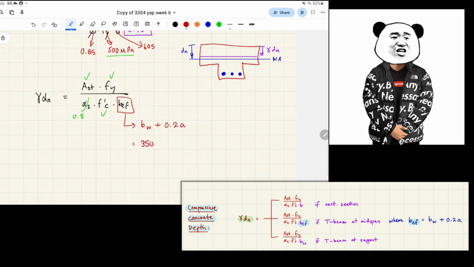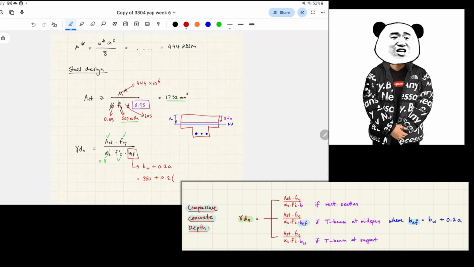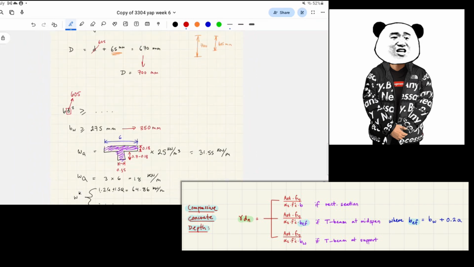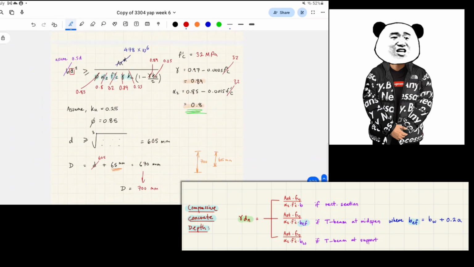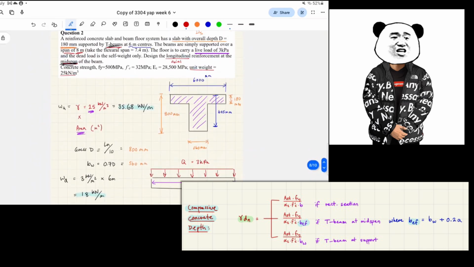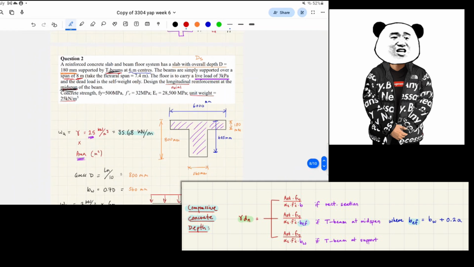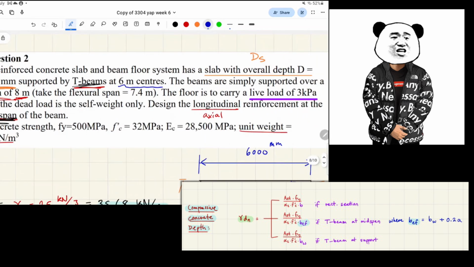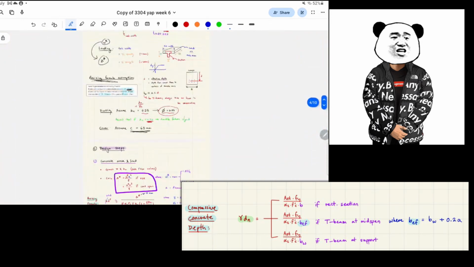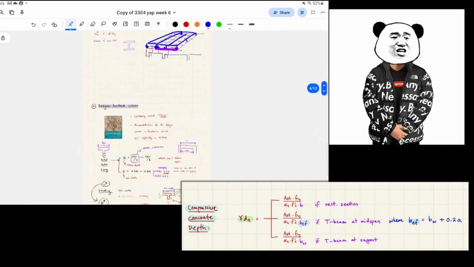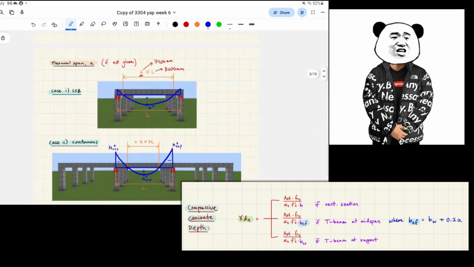What about A? What is A? A is a flexural span. 6.6. Wait, say that again. Is it 605 or is it 0.6? Oh, sorry. So remember, this is center to center spacing, the distance between beams. But what we care about here is the span, so in the long direction, right?